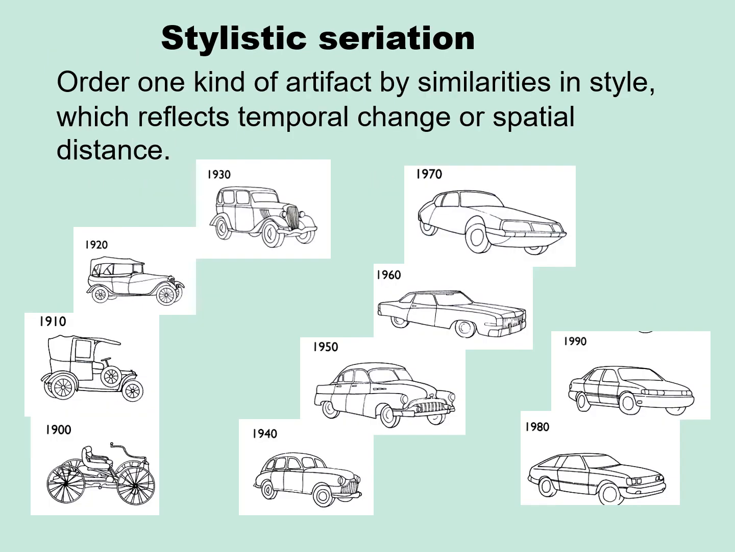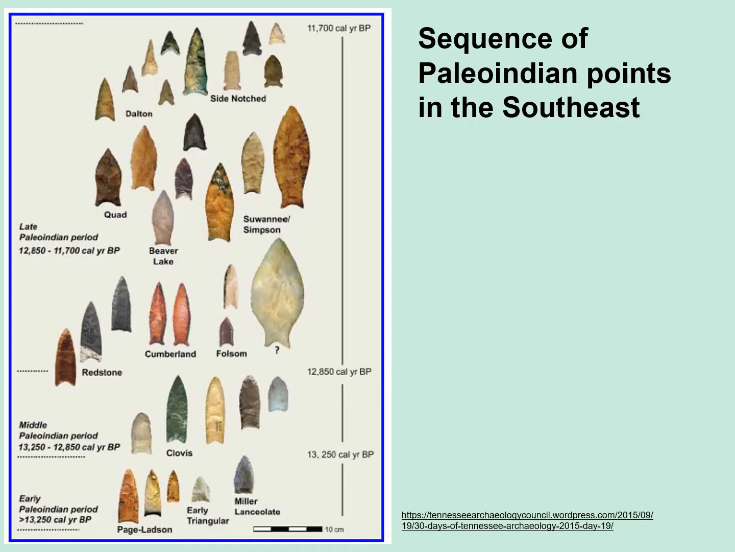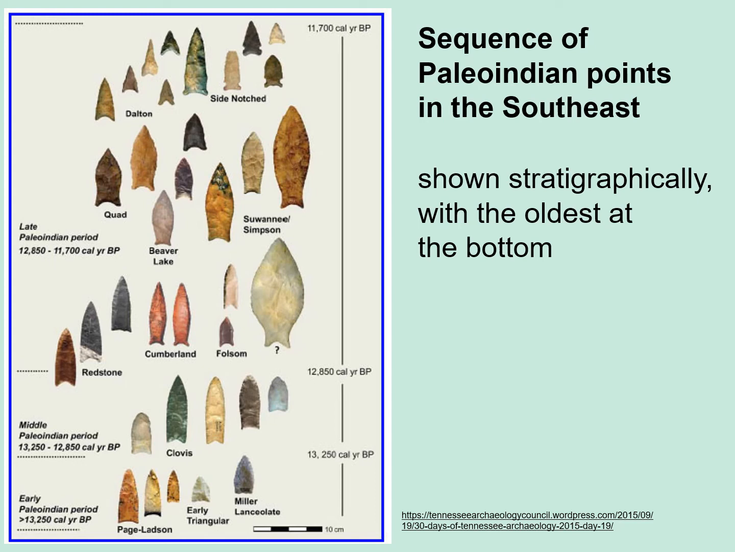So here's an example of stylistic seriation, where you order one kind of artifact by similarities in style. What you see here are, by decade, different styles of automobiles. Or here, the sequence of early Paleo-Indian points in the southeastern United States. When archaeologists make posters like this, they always show these in stratigraphic order. That is, the oldest points are at the bottom and the most recent ones are at the top. And you can see that these go from about 13,250 years ago up until about 11,700 years ago.